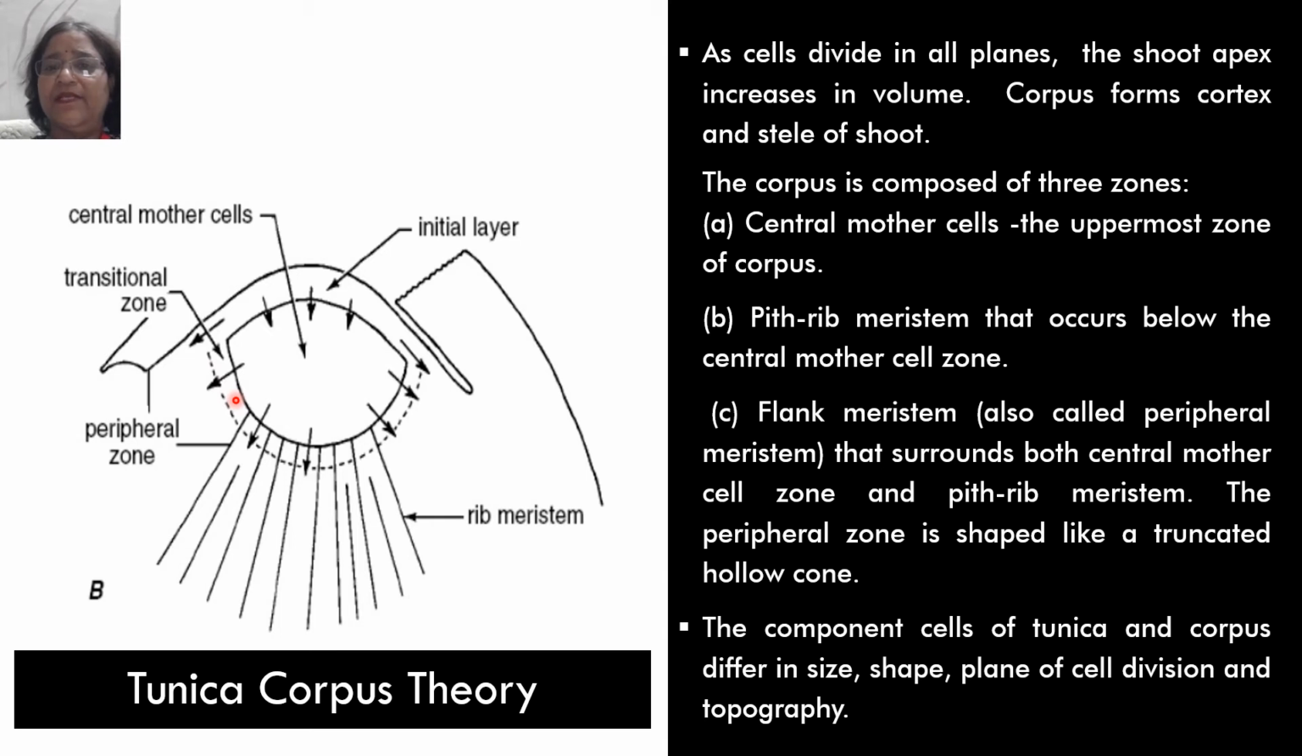The component cells of the tunica differ in size, shape, plane of cell division and topography. So there are differences in the component cells of the tunica and corpus. These cells are generally smaller in size, and division is mainly anticlinal here, while there are anticlinal as well as periclinal divisions in the corpus.